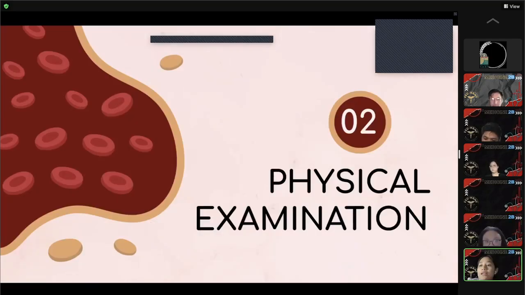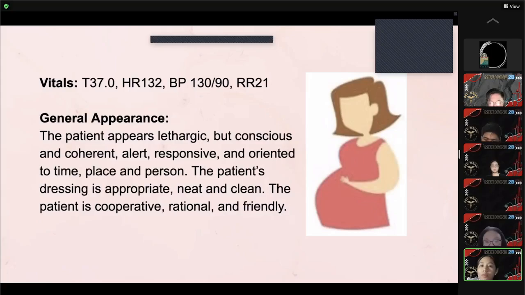Next, physical examination. So the vitals of the patient: temperature 37.0 degrees Celsius, heart rate of 132, blood pressure of 130/90, and respiratory rate of 21 cycles per minute. General appearance, the patient appears lethargic but conscious and coherent, alert, responsive, and oriented to time, place, and person. The patient's dressing is appropriate, neat and clean, and the patient is cooperative, rational, and friendly.